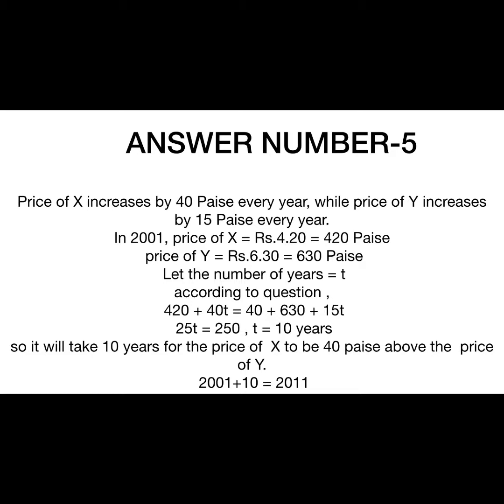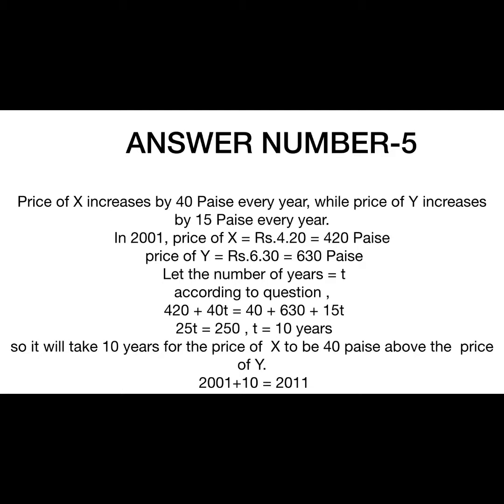So the price of X increases by 40 paise every year while the price of Y increases by 15 paise every year. In 2001, given that the price of X is rupees 4.20, which is equal to 420 paise, and the price of Y is rupees 6.30, which is equal to 630 paise. Let the number of years be t.